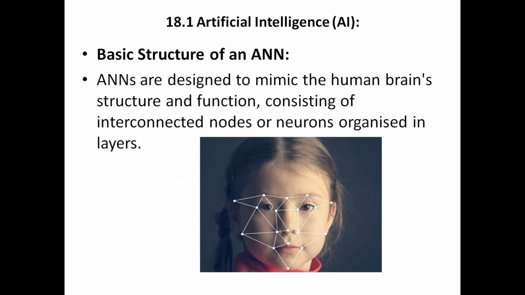Basic structure of an ANN, artificial neural network: they are designed to mimic the thinking process of the human brain. Hence, they consist of multiple interconnected nodes, which kind of resemble the billions of neurons, special cells inside the human brain.